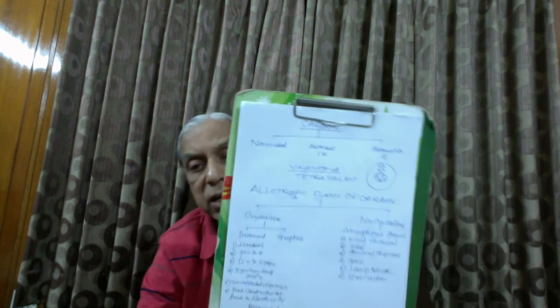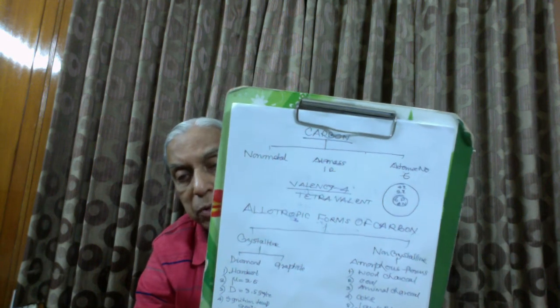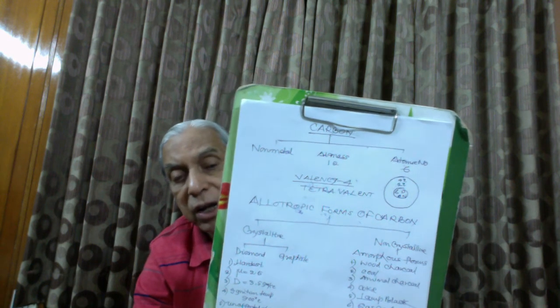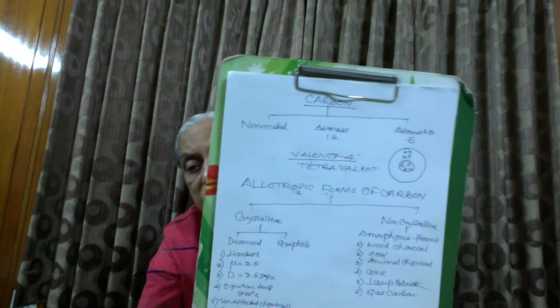These 4 valence electrons will determine the group. It belongs to 14th group of the periodic table, not period. And then its valency is 4, therefore it is called a tetravalent element. Later, we will see what are the uses of this one. Now, I'll come to allotropic forms of carbon.